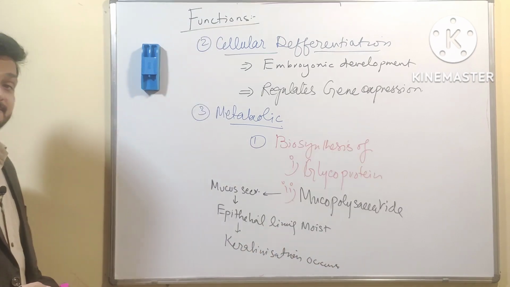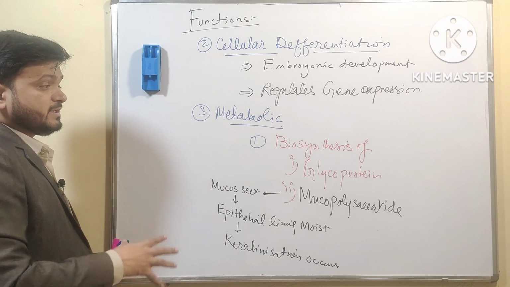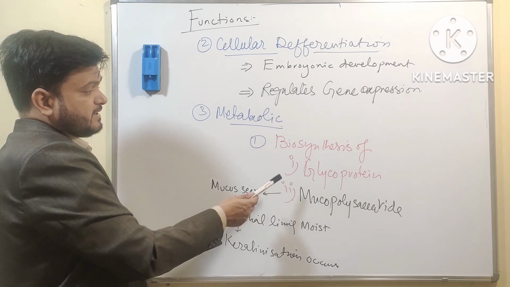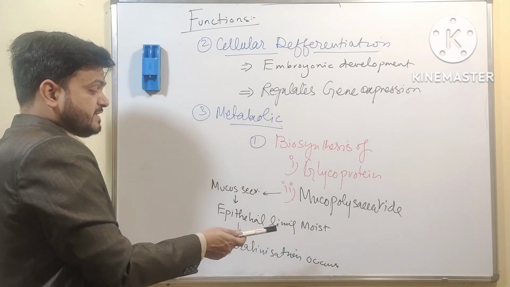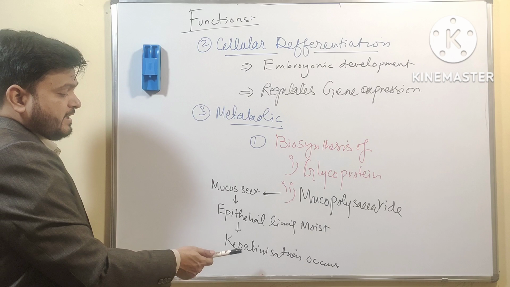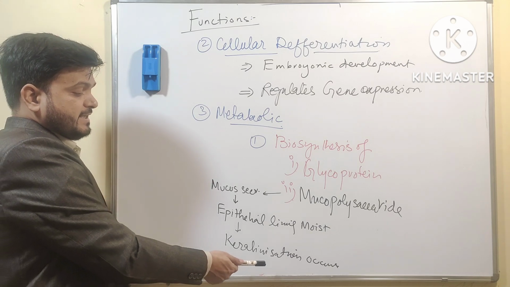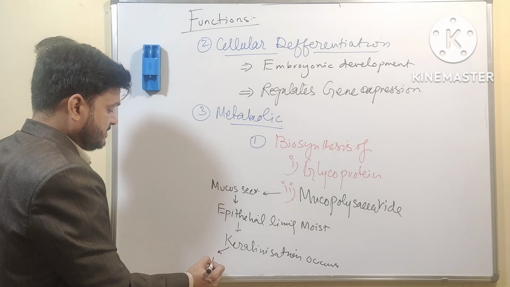right? So this is the actual pathology that occurs in vitamin A deficiency: it regulates biosynthesis of glycoprotein and mucopolysaccharide, which is very essential for the moistness of our epithelial lining, and deficiency causes keratinization or dryness of our epithelial lining, dryness.